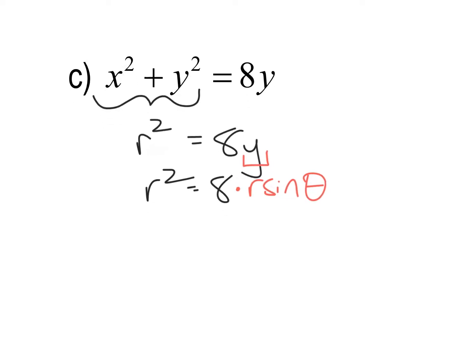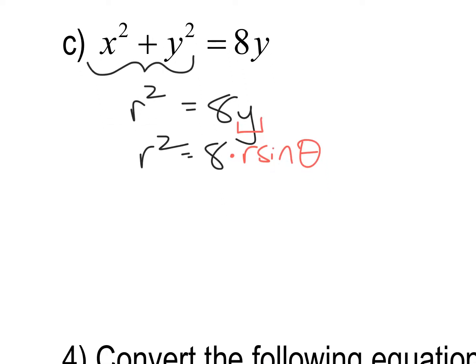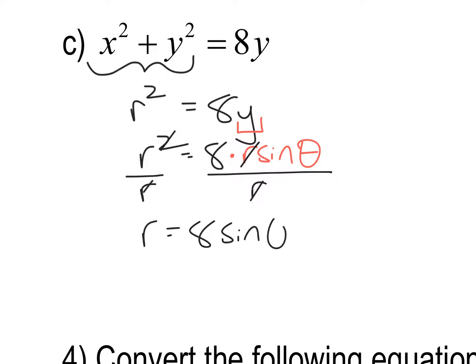Okay. So what I'm going to do here is divide both sides by r in order to simplify. That cancels the r there, cancels the square there. So I get r equals 8 sine theta.